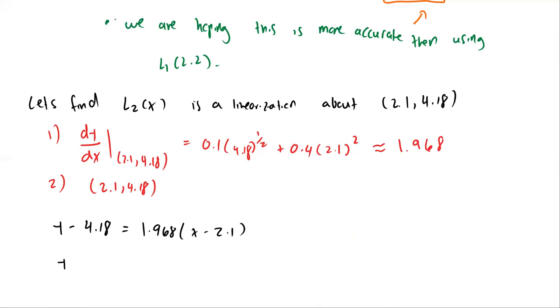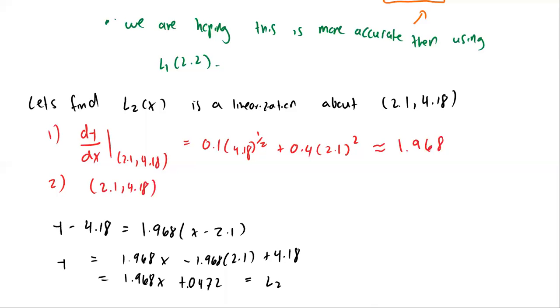Now here I'm going to simplify a little bit by hand. So this is 1.968x minus 1.968 times 2.1 plus 4.18. Let's see what that is equal to, again in my calculator. So negative 1.968 times 2.1 plus 4.18. Okay, so I get 0.0472. So it's 1.968x plus 0.0472. And this is our second linearization.